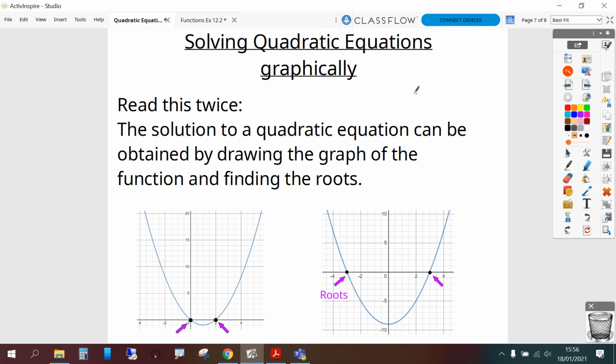So to sum up, to solve a quadratic equation graphically, we draw the graph of the function and find the roots. Read that again. The solution to a quadratic equation can be obtained by drawing the graph of the function and finding the roots. The roots are the solution to the equation.